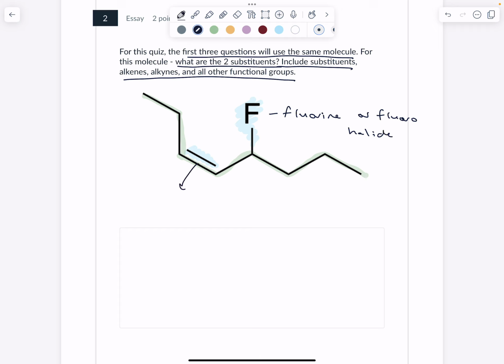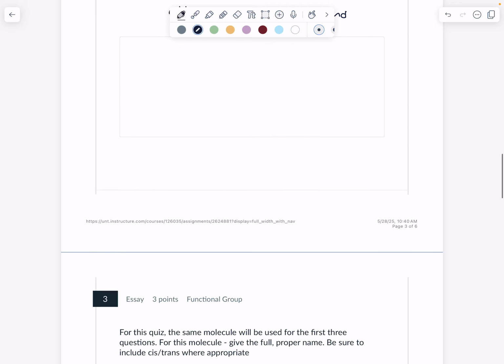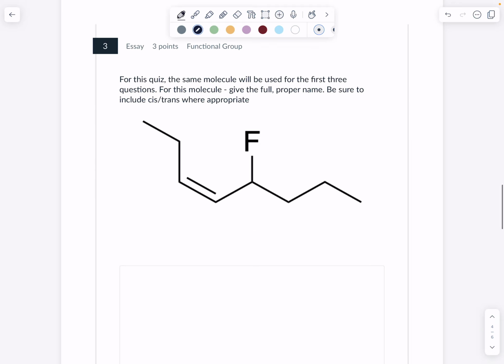And then over here, an alkene, or if you put an ene, or if you put double bond, you'll get credit for any of those as well. So each one of those was worth 1 point. Now for the final one, we're using the same molecule. For this molecule, give full proper name. Be sure to include cis or trans where appropriate. So that is kind of a hint.